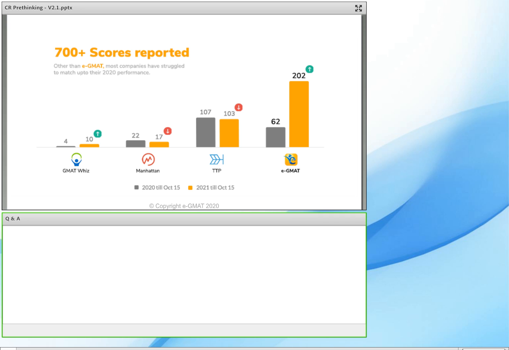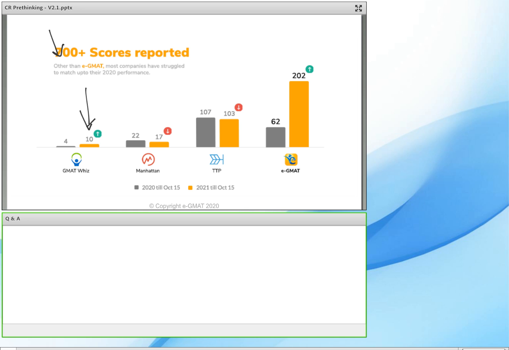This is data which represents how many success stories, or 700 plus scores to be very specific, were reported on GMAT Club for various test prep partners. And these are just 4 out of the 12 partners on GMAT Club, but pretty much everyone else had fewer than that 10 number overall. What you really see is 2 companies, Target Test Prep and e-GMAT, accounted for a majority of the success. In fact, about 80% of success.